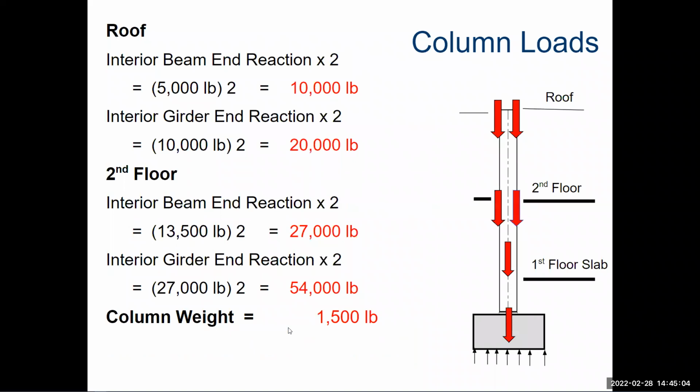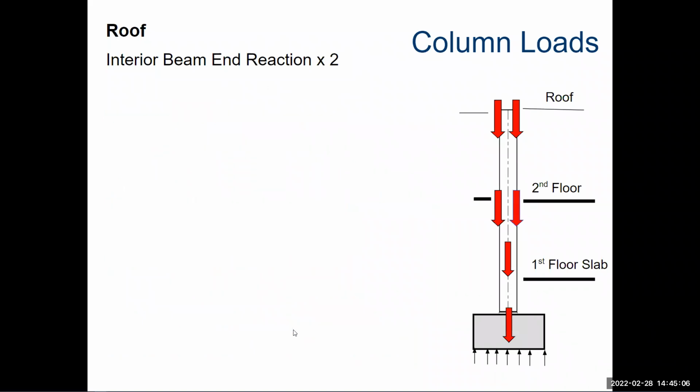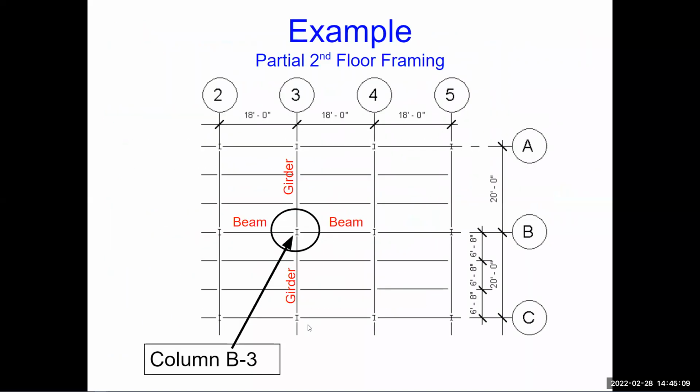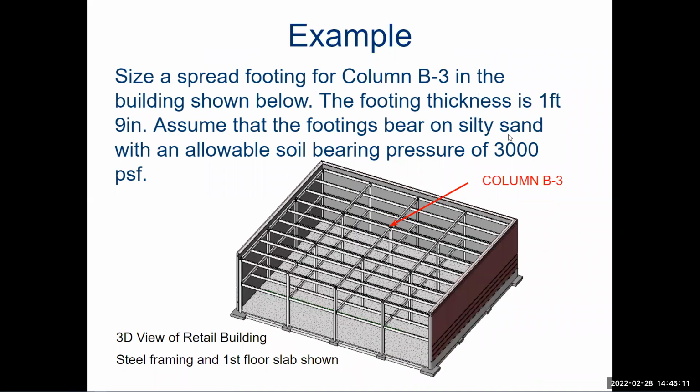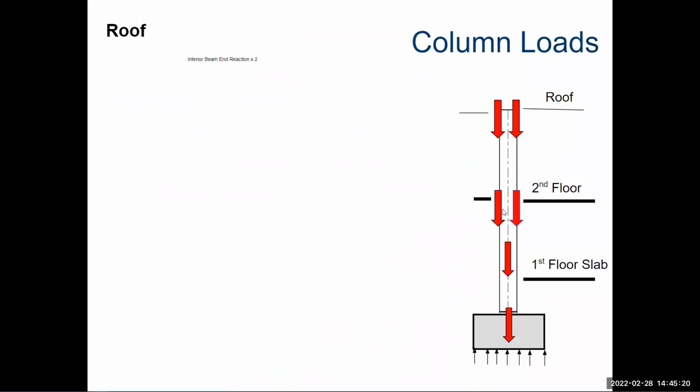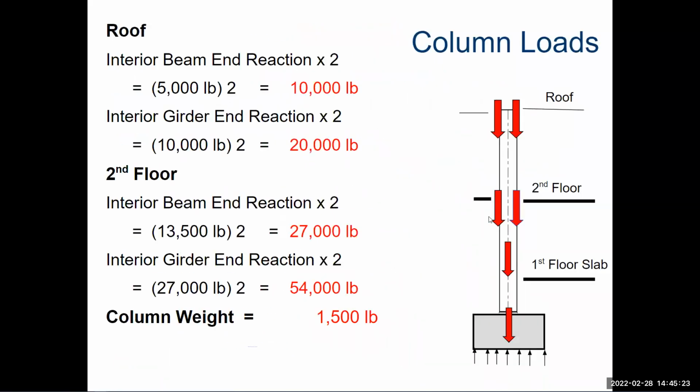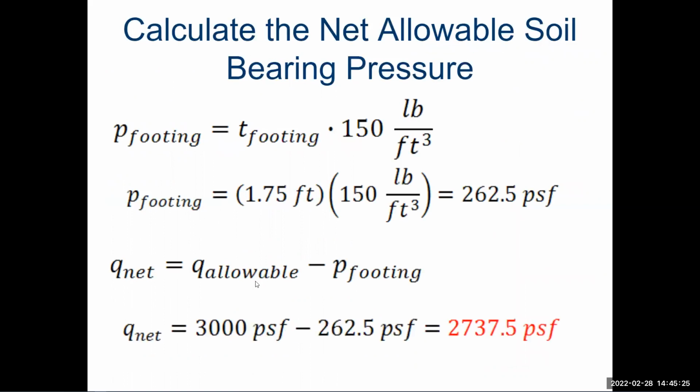Just to look back here, sorry, scroll all the way back to the question. We were told that this is on silty sand with an allowable soil bearing pressure of 3,000. So that's where that number came from. Or we could have looked that number up. Okay, scrolling back down to where we were, sorry. So here we go, 3,000 minus that 262.5. This is what the footing is able to take. And that gives us a total allowable soil bearing pressure of 2,737.5 pounds per square foot.